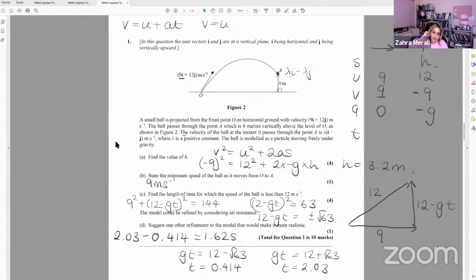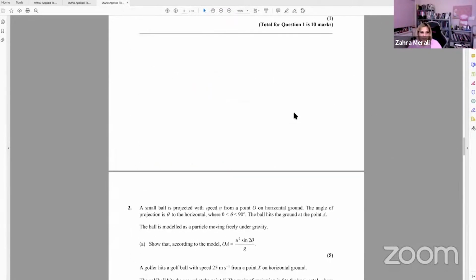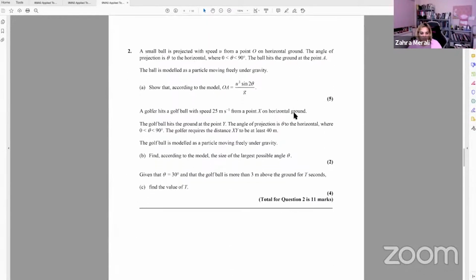And then it says suggest one other refinement that would make it more realistic, and that would be to consider all the dimensions of the ball. So you could say the ball isn't just a particle. Right, next question.